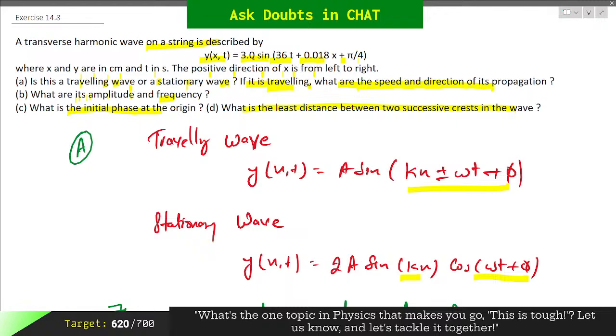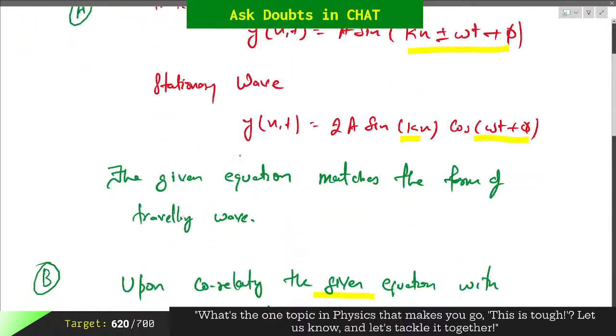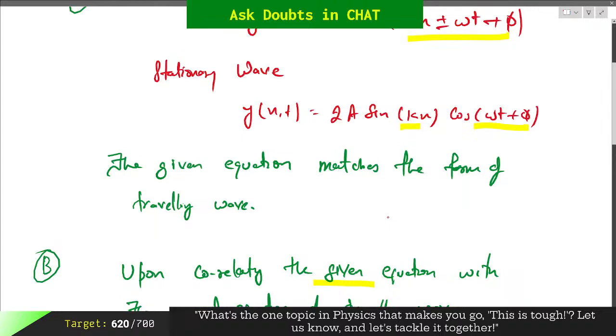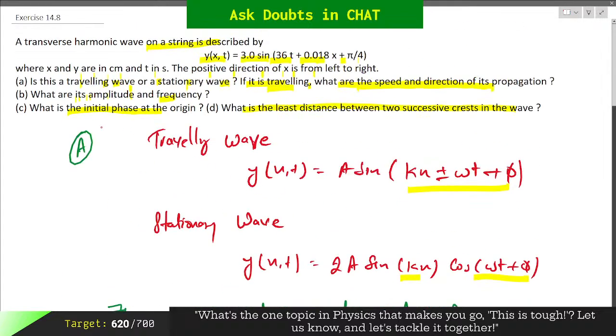The amplitude is the coefficient of the sine or cosine function, so here it is 3, and since distance is given in centimeters, the amplitude will be 3 centimeters. The coefficient of the t variable is the angular frequency, that is 2π by T, so we can easily calculate the frequency with this, and the answer is 3.73 hertz.